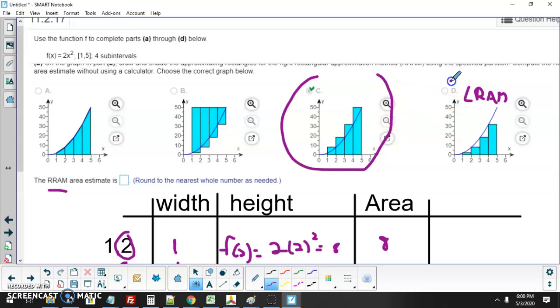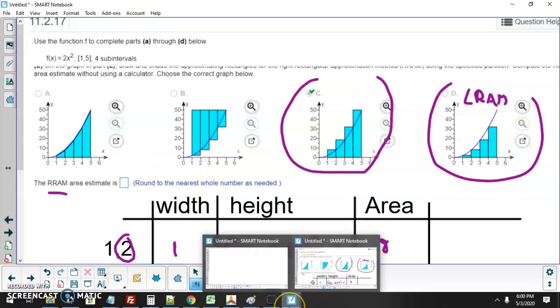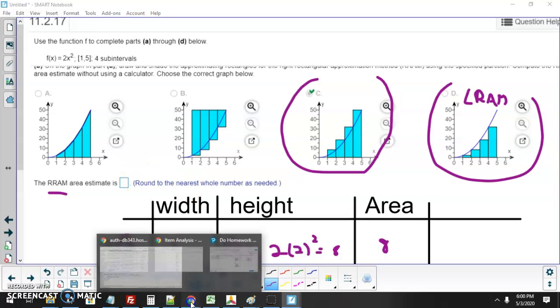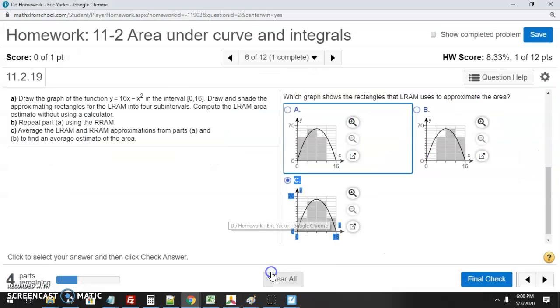And if you want to get a better estimate, you do the average of these two, which means you add up both of the areas and you divide by 2. That's what you're doing in this last problem I'm going to show you, finding the average of the LRAM and the RRAM methods. For choice A, you're doing the LRAM method. So you have this function, and you want to pick which one is showing you the LRAM.